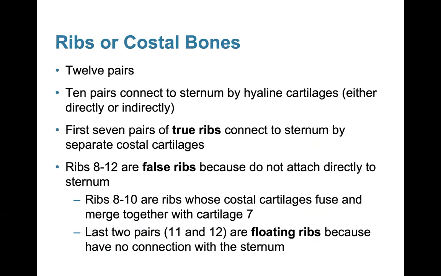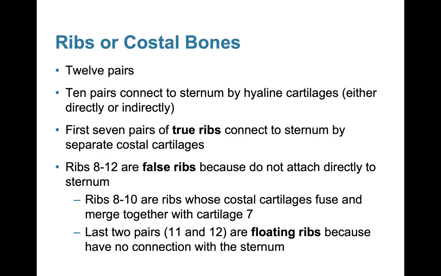With the ribs, there are 12 pairs. 10 pairs are connected to the sternum by hyaline cartilage, either directly or indirectly. The first 7 are referred to as true ribs. They connect to the sternum by separate costal cartilages. Ribs 8 through 12 are false ribs because they do not attach directly to the sternum.